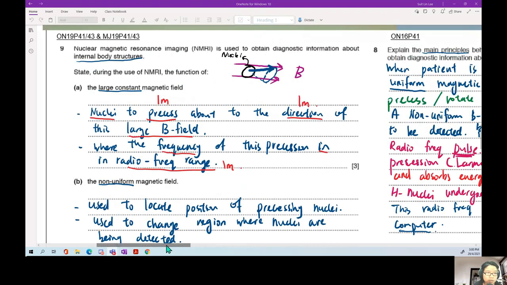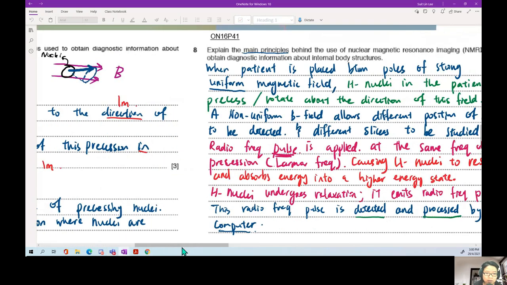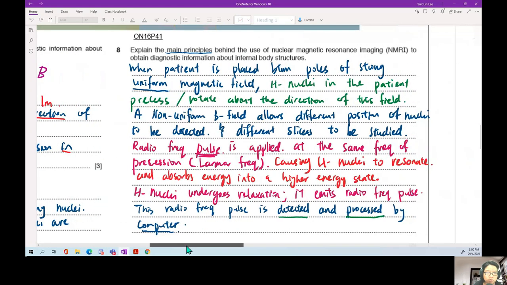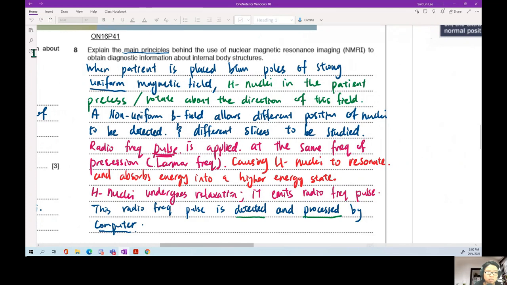Okay, so this is one essay question. It came out in October-November 19 and May-June 19. Okay, this one is not very popular, but it came out a few times before. So this is just a replay, play by play of what I've mentioned just now. Main principles behind the use of MRI to obtain diagnostic information. So we need to talk about first.